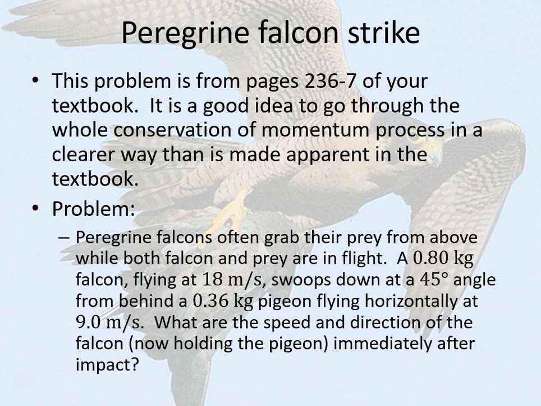So here's our problem. We have a peregrine falcon swooping down at an angle behind a pigeon that's flying horizontally, and it grabs the pigeon and is going to play with the pigeon, we are told. So the question is, what are the speed and direction of the falcon, which is now holding the pigeon, immediately after the impact, given the data that we have, given the falcon's mass, the pigeon's mass, the speed of the falcon's flight, and its direction of 45 degrees below the horizontal, and the velocity of the pigeon's flight. In other words, its speed and direction of 9 meters per second horizontally.